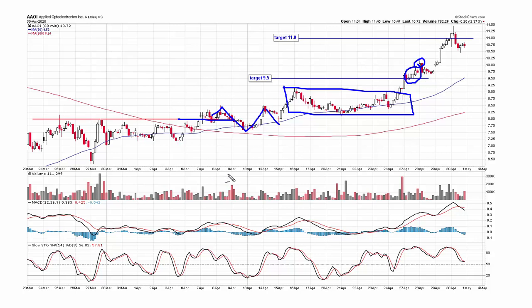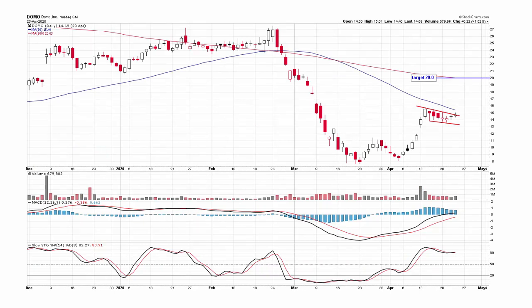Okay, so I will do this. Patterns change, and a pattern can morph into a different pattern, and I will change and put higher targets on. They're not guesses. They're not based on, well, everyone else is excited about this, I'm going to see if I can get greedy and want more. If a new pattern forms, then to me that's a new setup, and I'll reevaluate it. All right, last chart here is Domo.